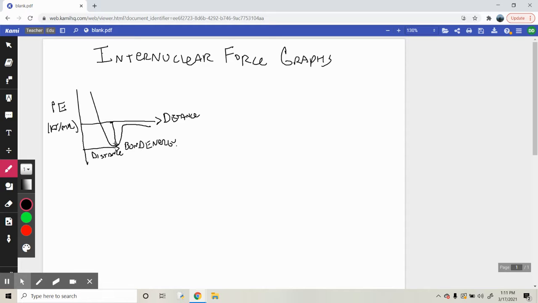So this point right here is obviously the most important. From bottom to top, that tells you the bond energy. And from left to the trough is the distance between the atoms. So what we focus on mainly is bond order, which is just how many bonds there are. So we focus on bond order and distance.